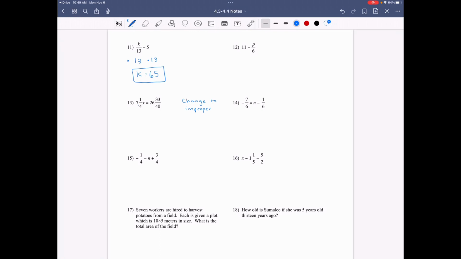So 7 times 4 is 28, plus 1 is 29. We have 29/4. X is equal to, oh my goodness, 26 times 40. I'm going to use a calculator for this. 26 times 40 plus 33 is 1073 over 40.